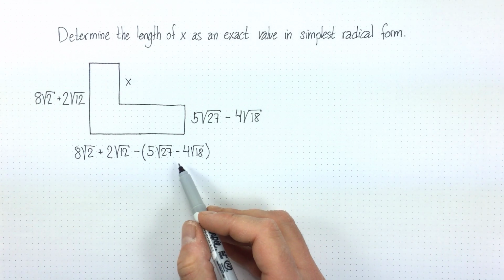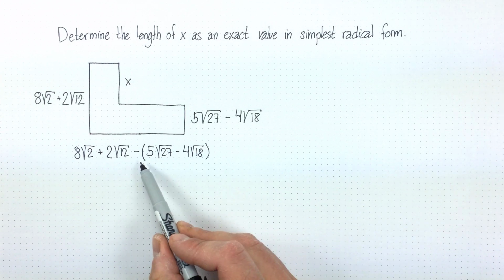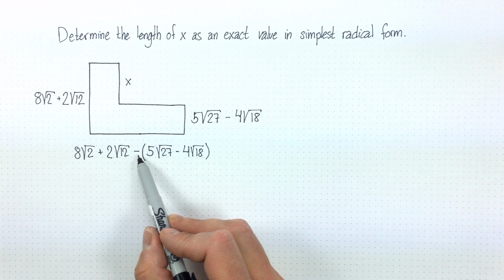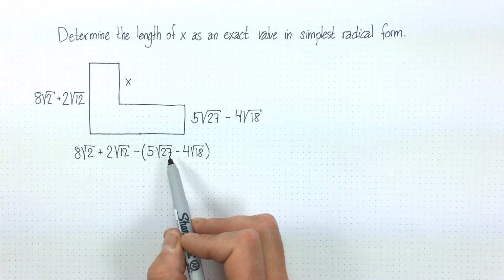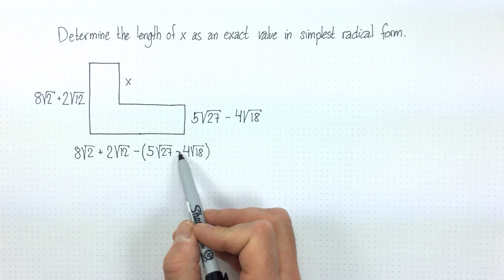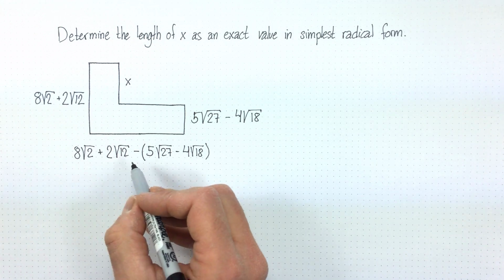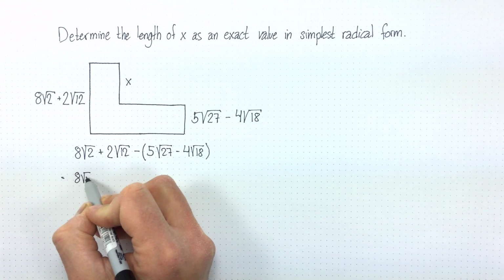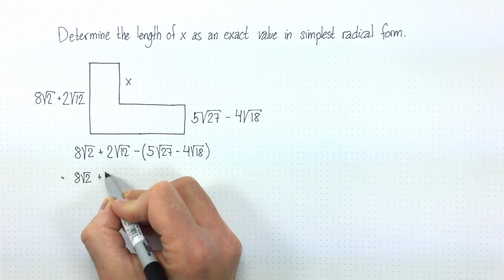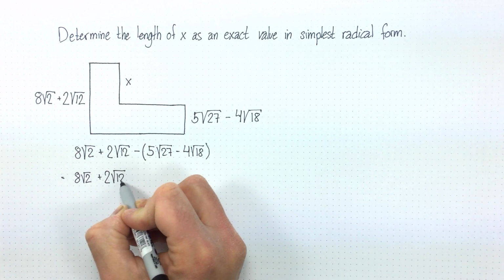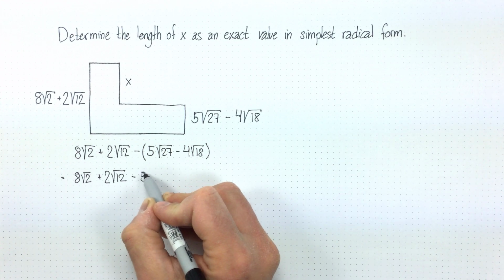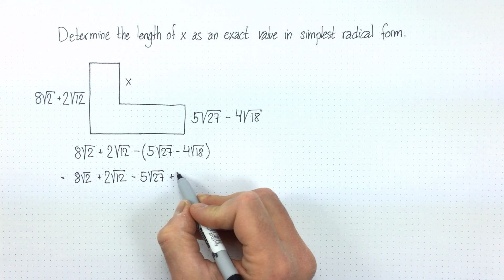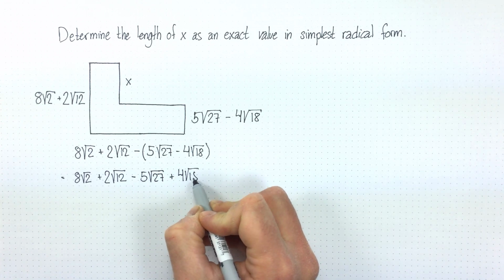Now, in the next step, what we want to do is to get rid of these brackets. When we do that, because there is a negative sign in front of the bracket, every sign within the bracket will have to change. So this negative sign here will become positive. So if we rewrite this expression, we'll get, and then it'll be plus 4 times the square root of 18.